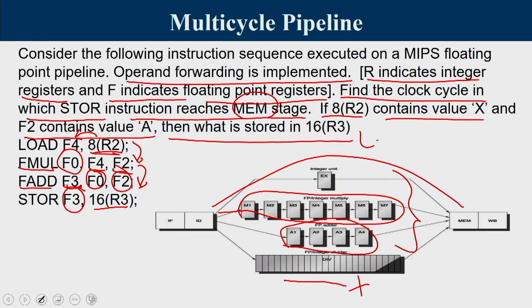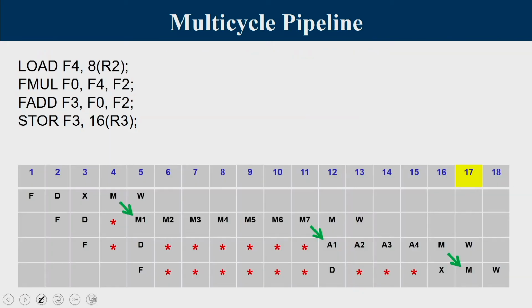Both the load as well as the store statement make use of the integer unit for computation of the effective address. Fmul and fadd are going to use this 7 stage multiplier and the 4 stage adder that has been given in the diagram. So, these are the 4 instructions. Now, let us try to understand in which clock cycles these operations are carried out.